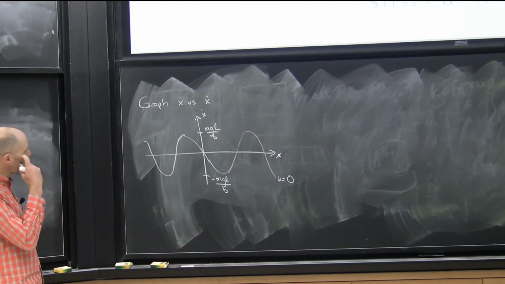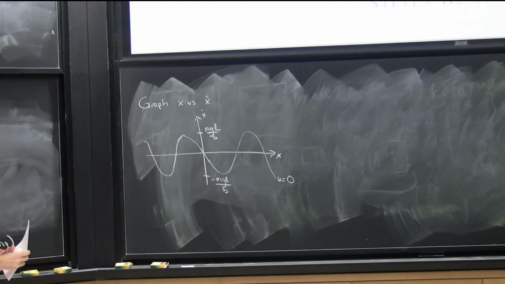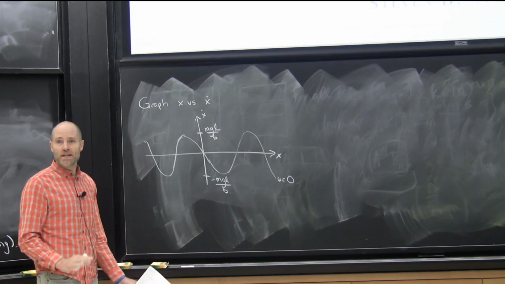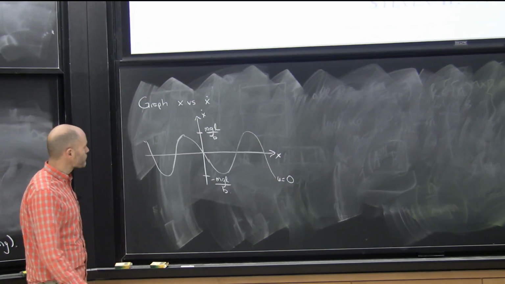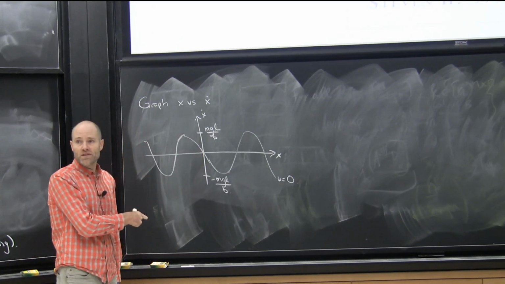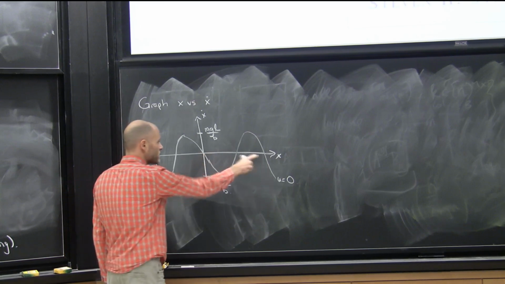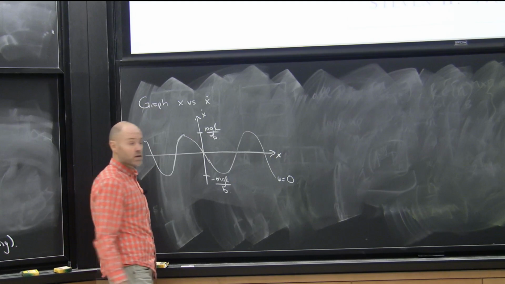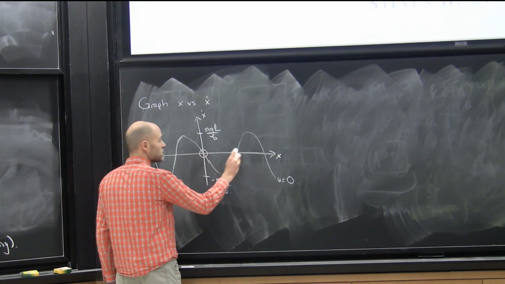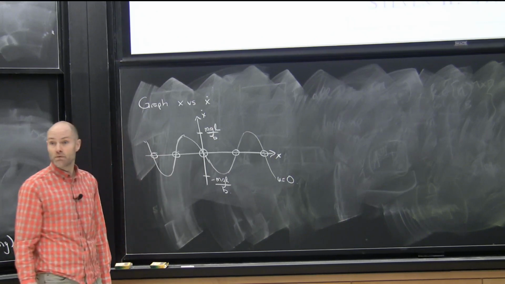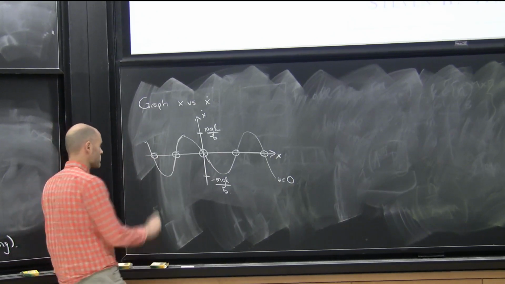And the virtue of making this graph is that I can instantly see the types of things that can happen in this system. So first of all, every time it crosses the axis, that means there's some state x where x dot is 0, right? So these are fixed points, possible fixed points of the system, okay?